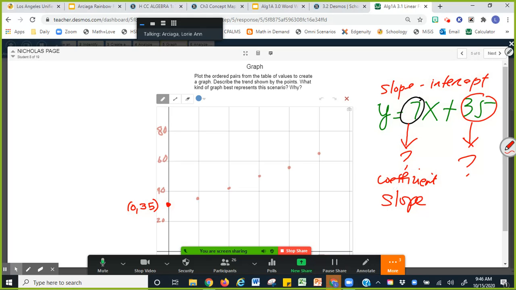I flipped today's lesson. I did not front-load you with the vocabulary, but instead we elicited the vocabulary from the actual problem. So that's the coefficient, that's the slope. This is your y-intercept. Okay, y-intercept. There you go.